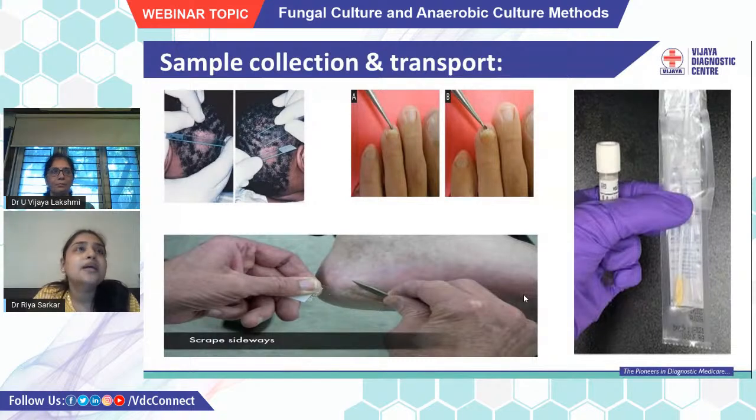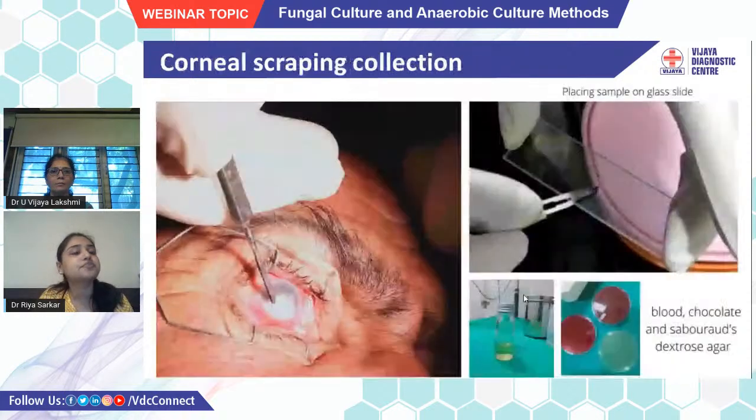Similarly, in cases of hair pluckings, you should always remember that the tip of the hair is not the part we are looking for. A hair should be plucked with the entire hair bulb, because that is the area where the maximum fungal pathogen colonizes. For a nail sample also, we prefer taking the deep site infected area and not the superficial portion.